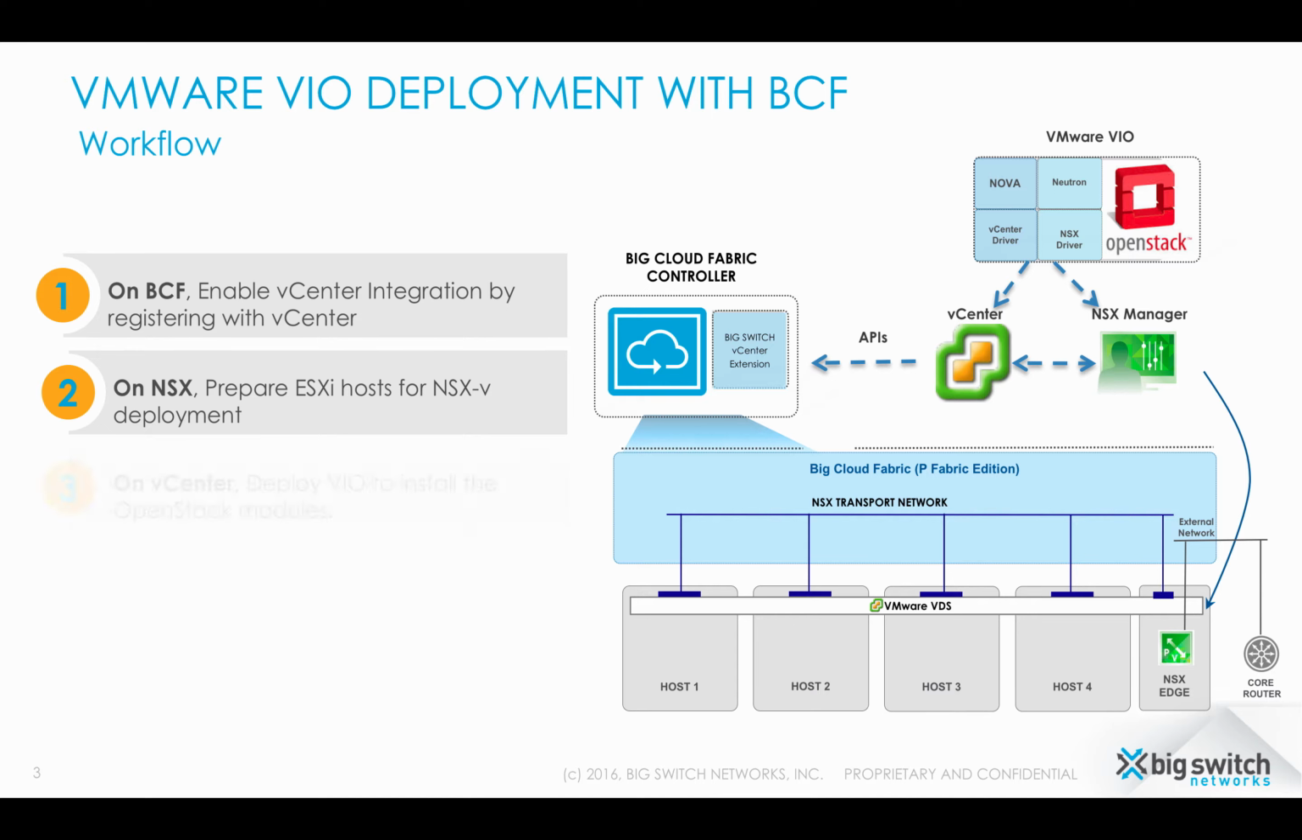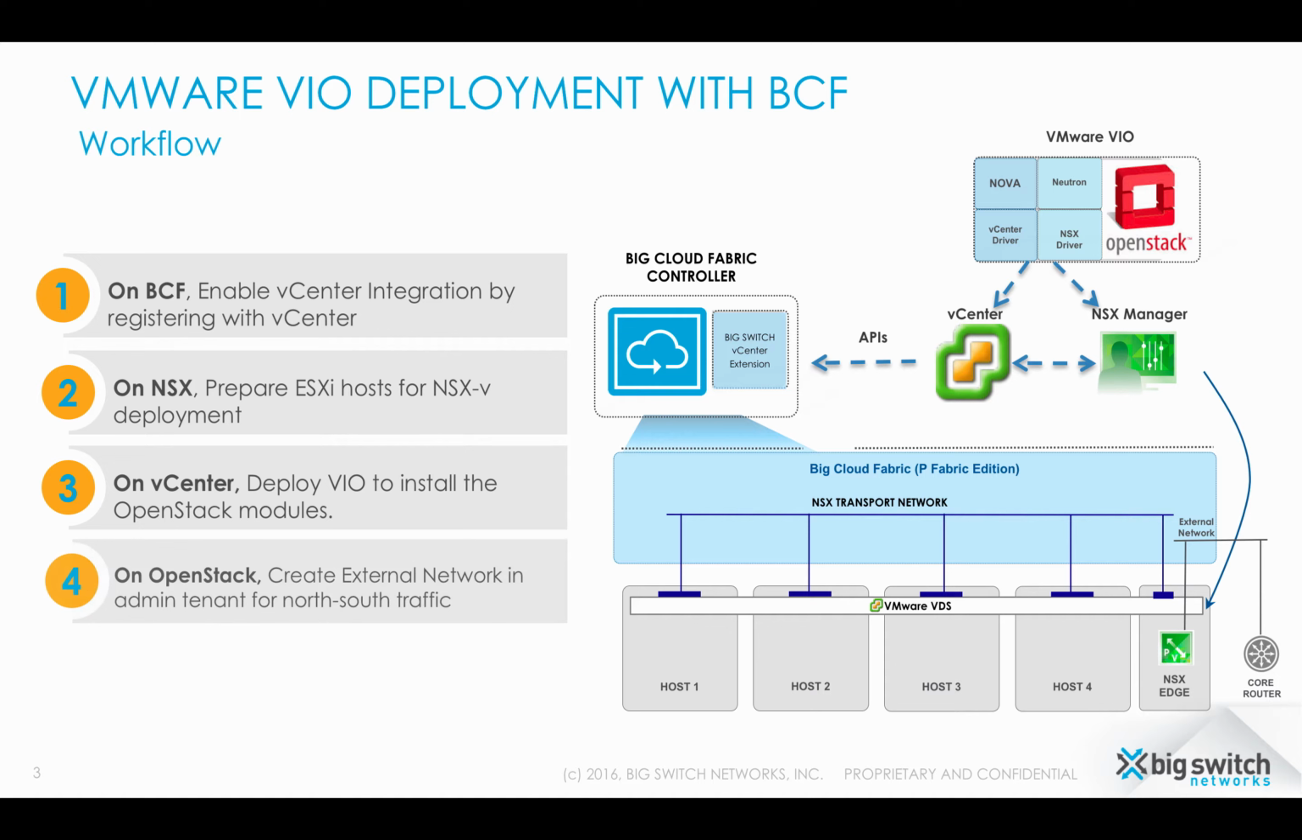Then we deploy VMware Integrated OpenStack on vCenter. OpenStack Nova uses vCenter driver to leverage vCenter for VM scheduling and management. Similarly, OpenStack Neutron uses NSX driver for all networking needs. Lastly, we create an external network on VIO to enable external connectivity to OpenStack tenants.